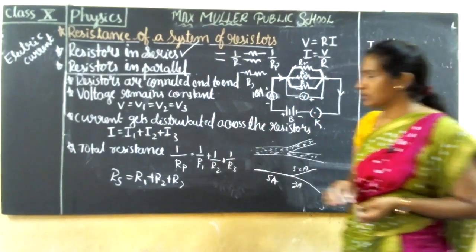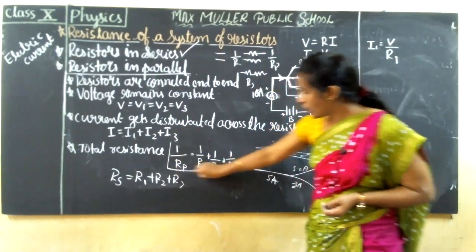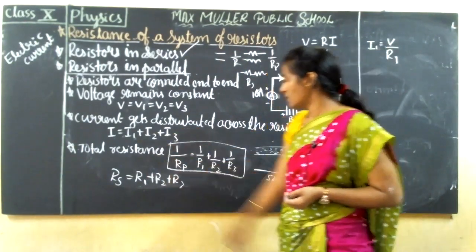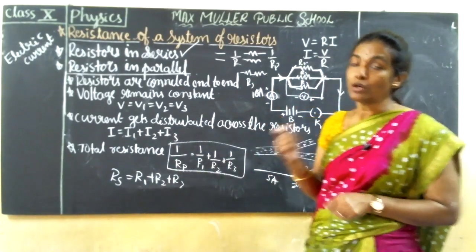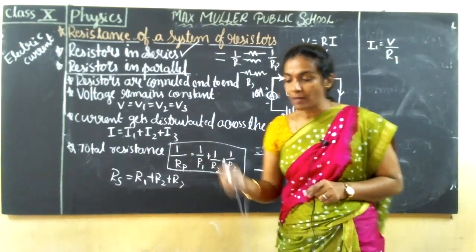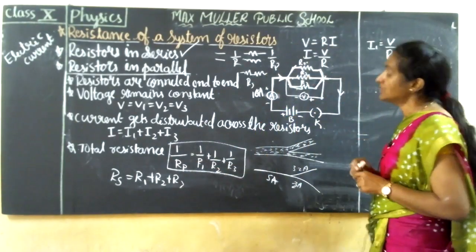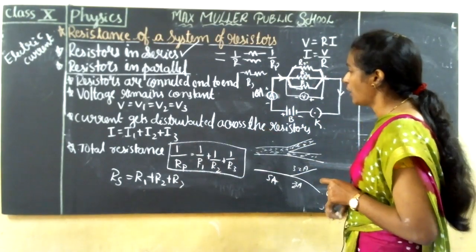Understood? So again, how do you get this formula, 1 by Rp is equal to 1 by R1 plus 1 by R2 plus 1 by R3? That we get by applying Ohm's law. By applying Ohm's law, you will get this one. So let us see how it happens.